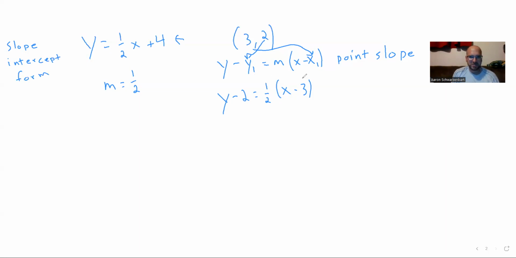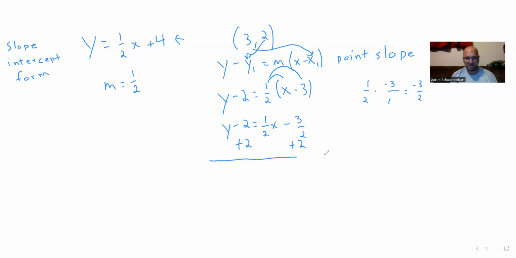So I'm going to start by getting rid of my parentheses by distributing. So nothing happens to my left side. When I distribute, I multiply 1/2 times x, and I multiply 1/2 times -3, and I get -3/2. Finally, I must move my 2 to the other side. That was -3/2. Leaving me just with y on the left side, 1/2 x, and I need to add my fractions.